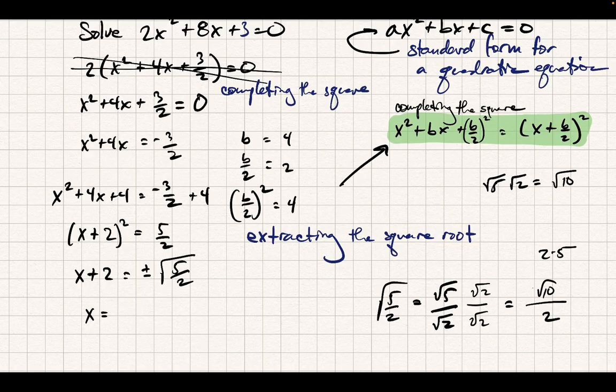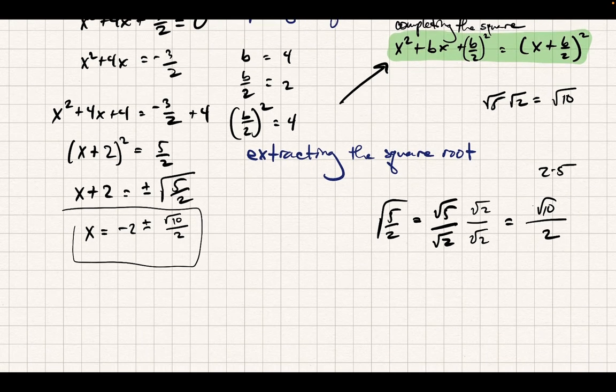So x would be square root of 10 over 2 minus 2, and then negative square root of 10 over 2 minus 2. I can just treat the plus or minus as one thing and leave it here. I'm going to subtract 2 from both sides. And that's my final answer. Okay, you do this one.